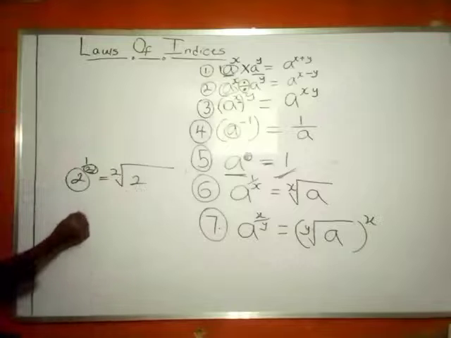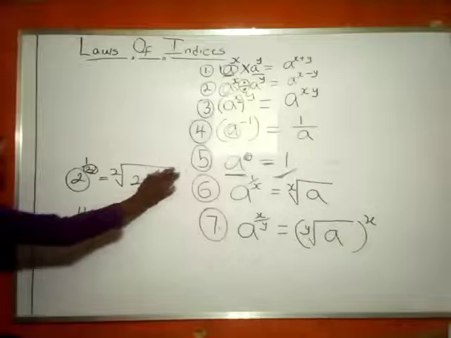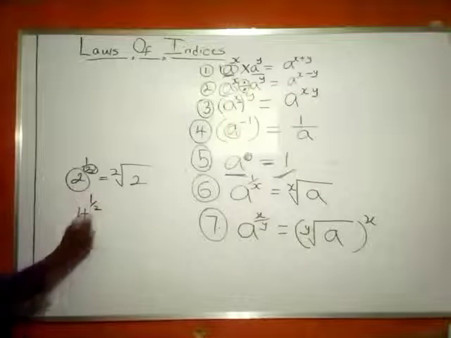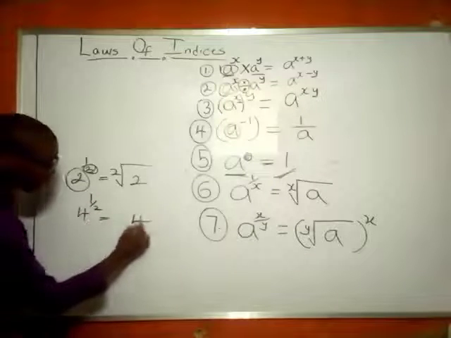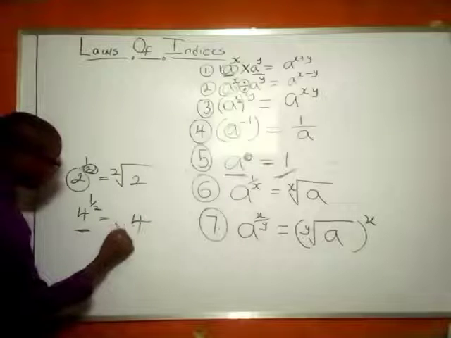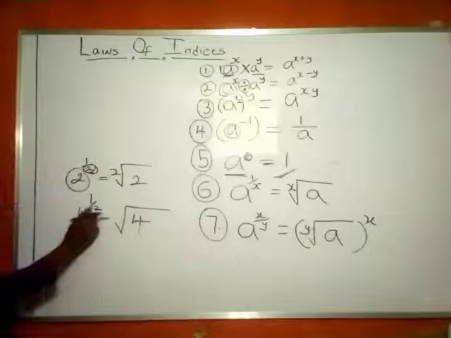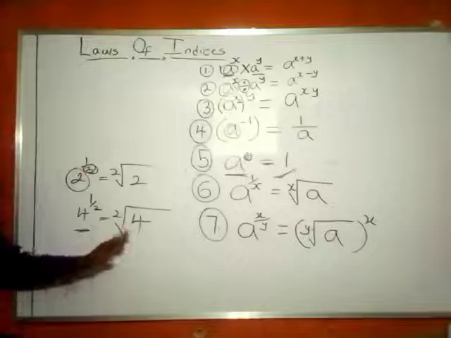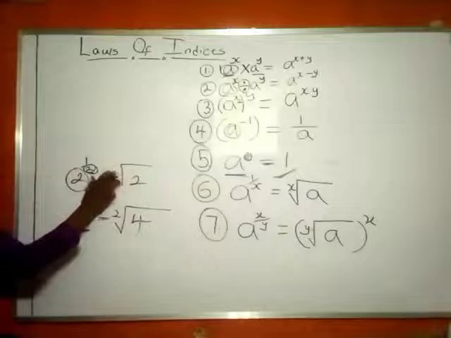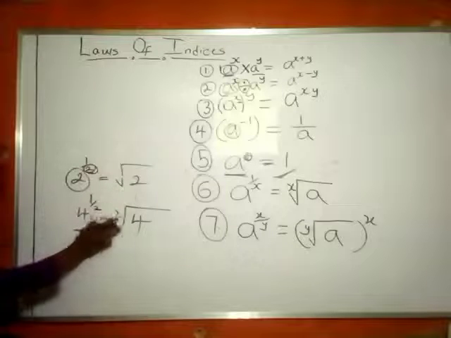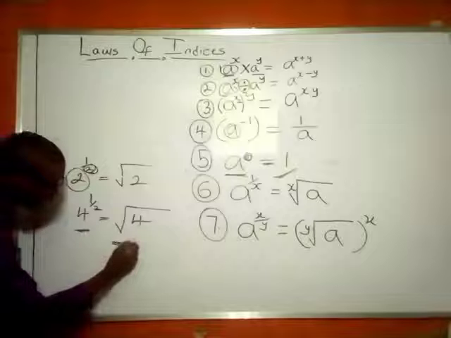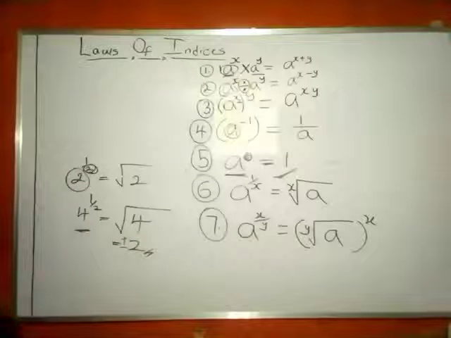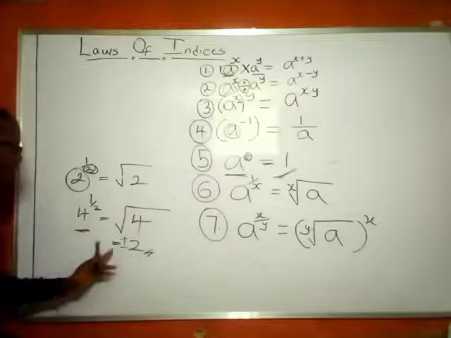Let's imagine we have 4 raised to power 1 over 2. It will be equal to, you write your base, then your root 2. But since it's root 2, we don't have to write the 2, meaning we can just leave it like this. This means square root also. And that will be equal to 2. Your final answer will be plus or minus 2, since when we square root any number, we get plus or minus.